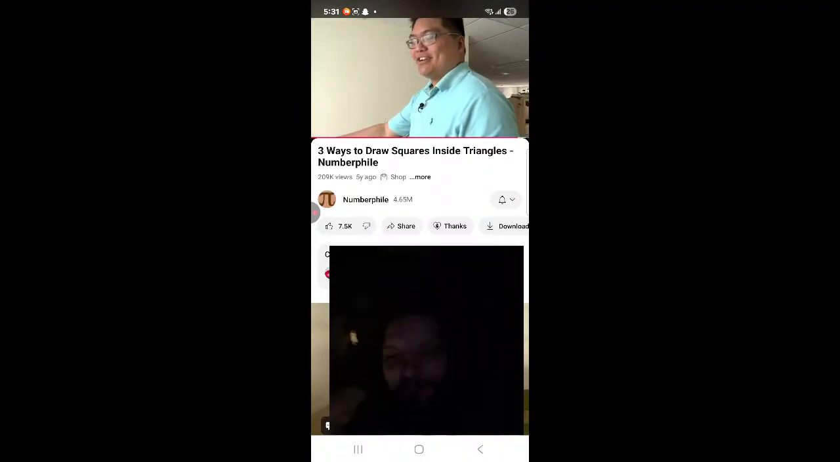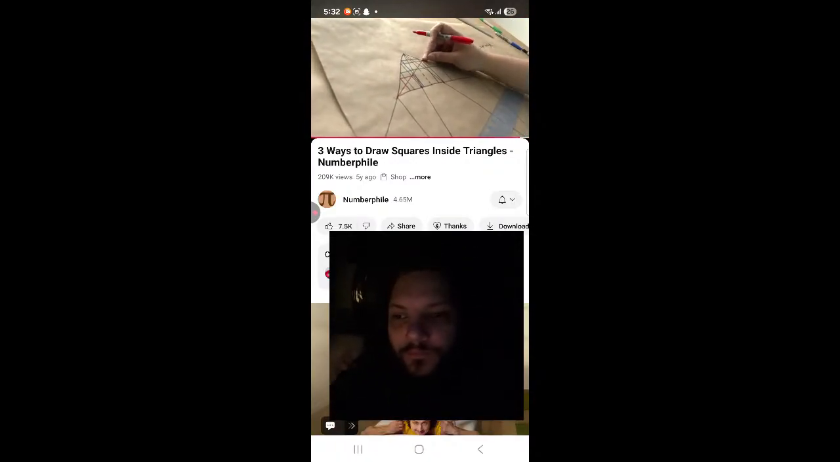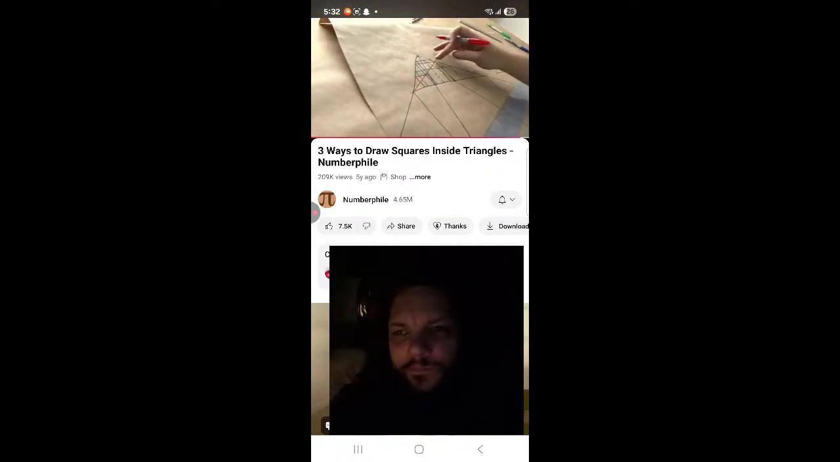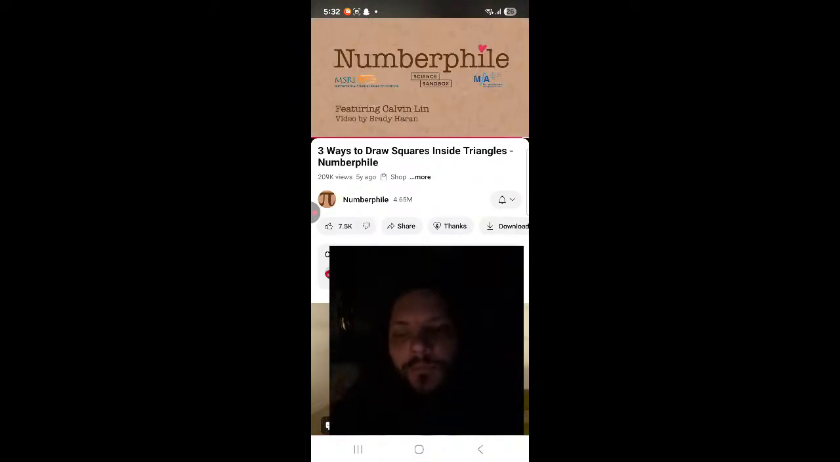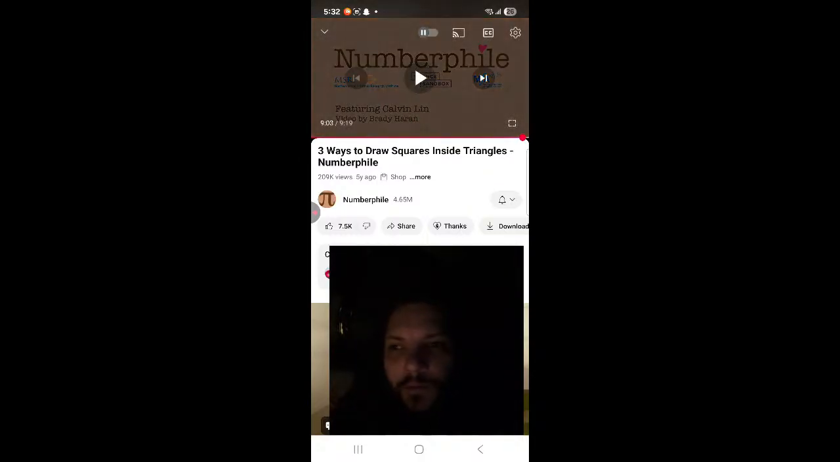So we have 3 different methods here, and they all agree on this one point to give us the square. We drop the perpendicular, we drop the parallel line, and we form our square in this triangle. Yeah. Wild.